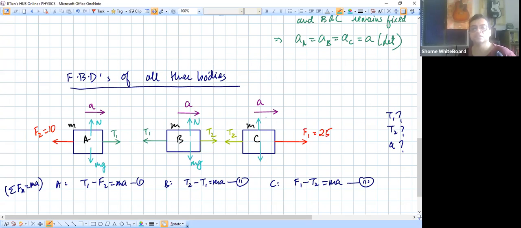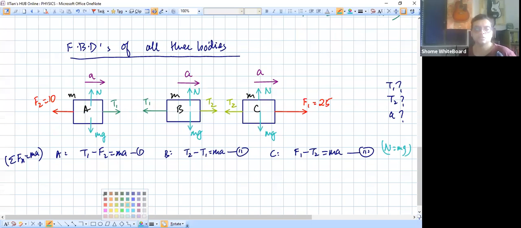So it has no significance, right? So N is equal to mg in all three block cases. So all we have to do is solve these equations. What you can do here is, if you line them up together like this, you'll see that if you add the equations, your T1 and T2 get cancelled out.